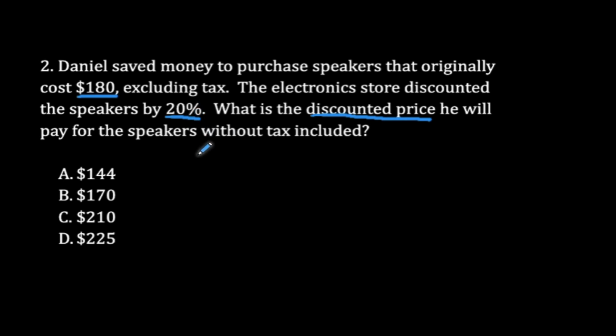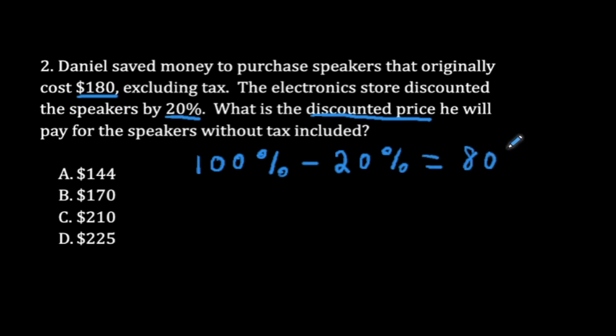All right, so you start off with 100%. You're paying 100% of something. But if something is being discounted by 20%, you subtract 20% from the 100%, and that's equal to 80%. So in this case, he's only going to be paying 80% for the speakers, instead of 100% or full price.